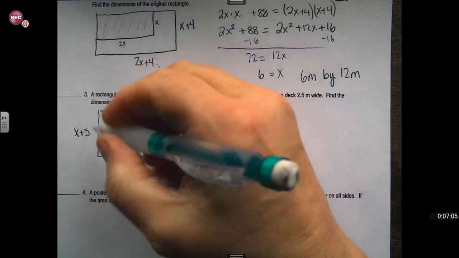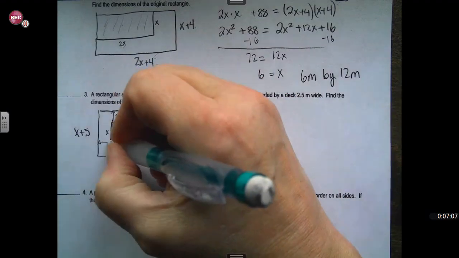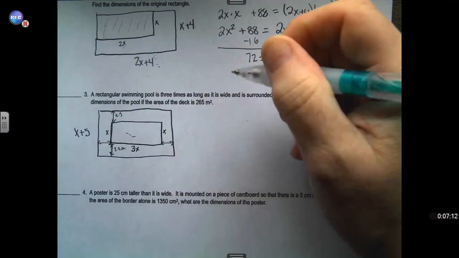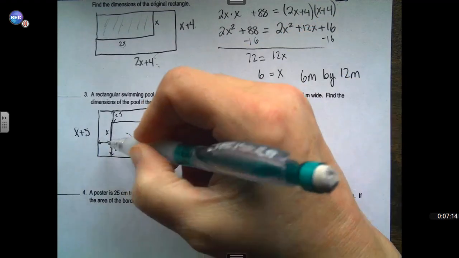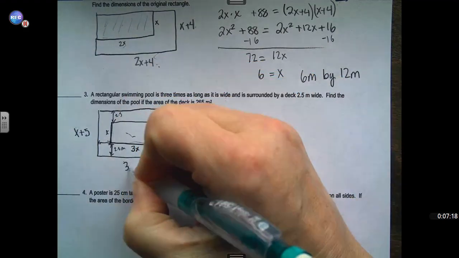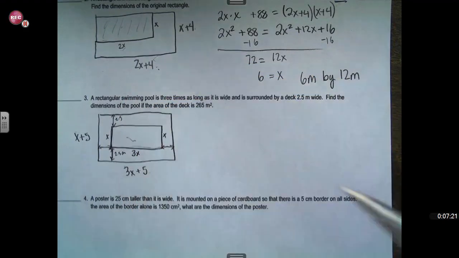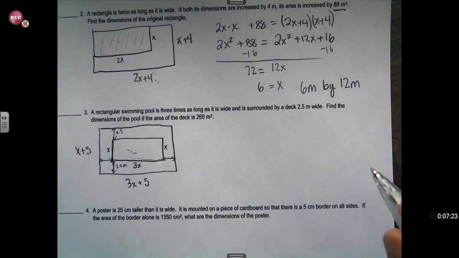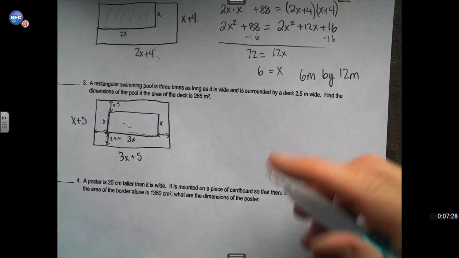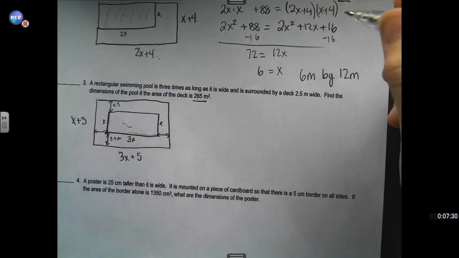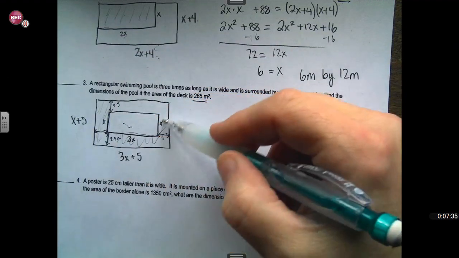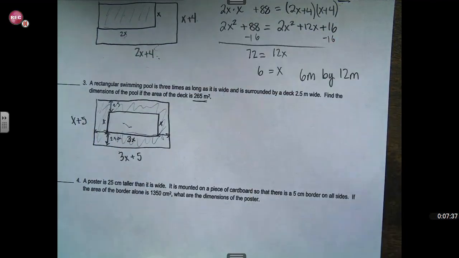And then the same thing is going to happen with the length. This is going to be 2.5 meters. This is going to be 2.5 meters. So I'm taking 2.5 and 2.5 plus 3x, and I get 3x plus 5. And then the problem tells me that the area of the deck alone is 265, which means just this area in here is 265.